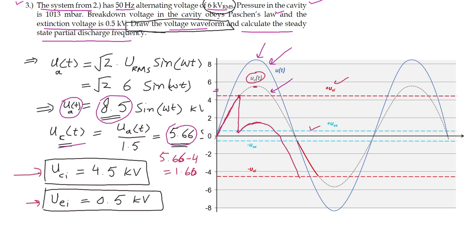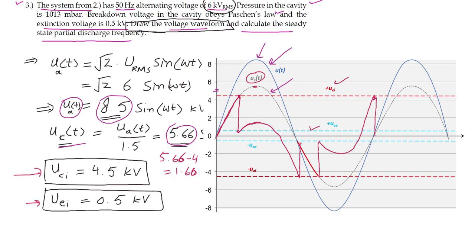Okay, and then it will collapse, then it will start to rise again. Okay, then until here it will collapse again, then it will go down. Okay, then it will again rise like in the positive cycle, then it will go to here, then it will collapse here, and then it will go down. Okay, so this is how the partial discharge will happen.